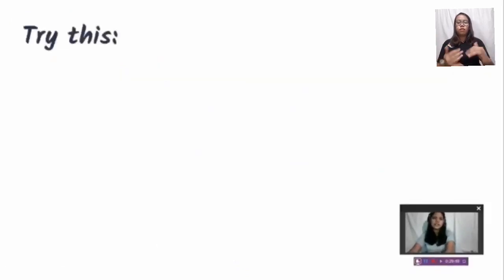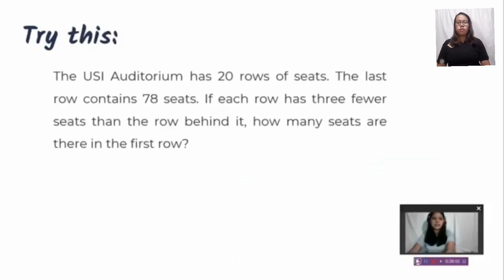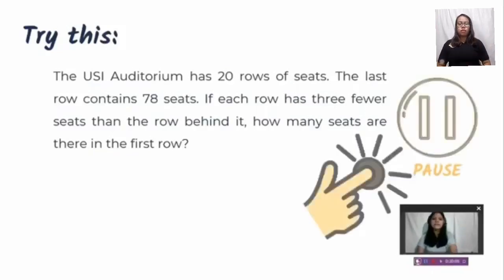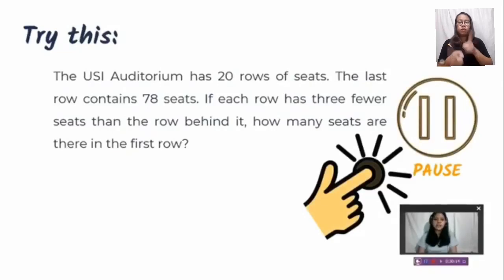Now for the next problem, please try this one. The USI auditorium has 20 rows of seats. The last row contains 78 seats. Each row has 3 fewer seats than the row behind it. How many seats are there in the first row? Please pause the video while you are answering and play it again when you're done.